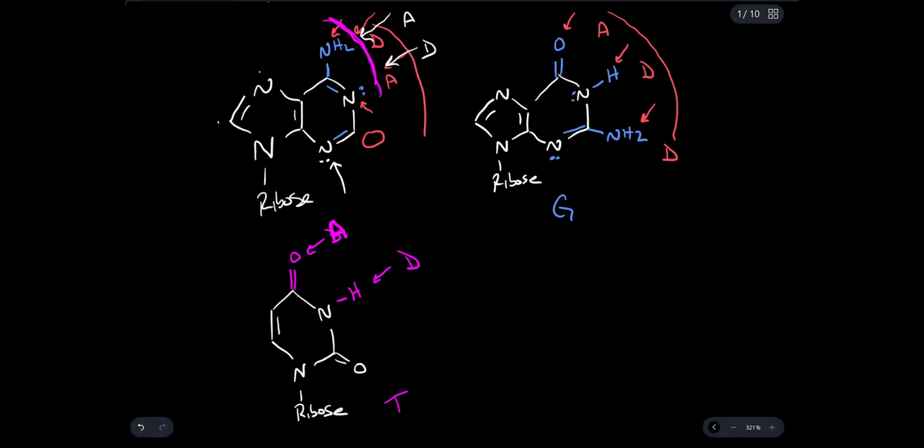This would be thymine if we have a methyl group here. If we don't have that methyl group and that's just a hydrogen, then that's uracil. But for DNA, we always have this methyl group here, making it thymine.